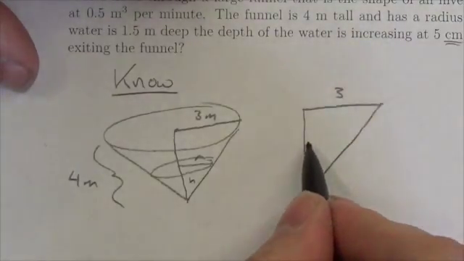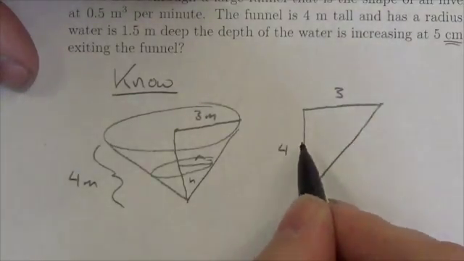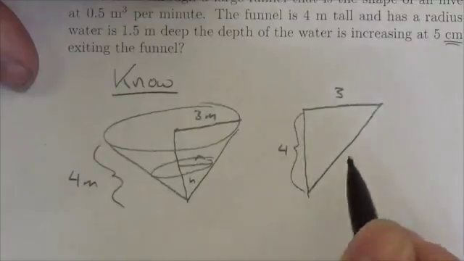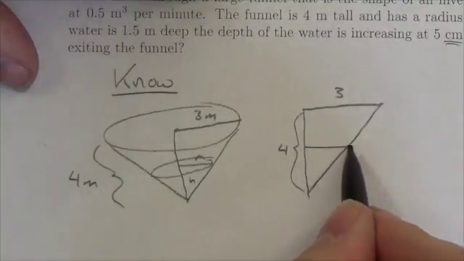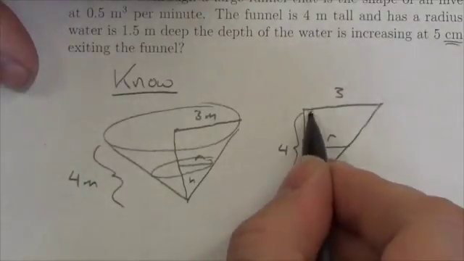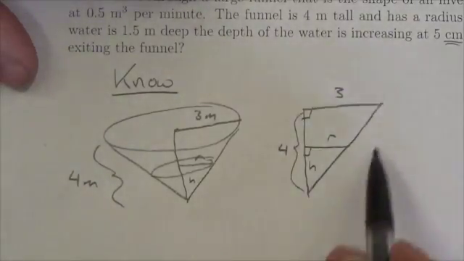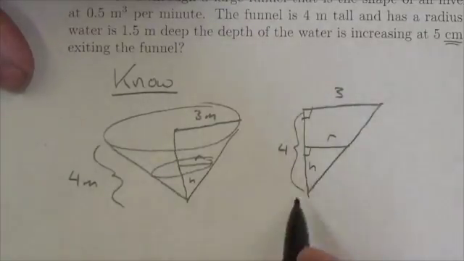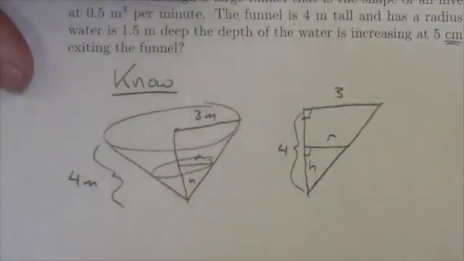This is going to be 3. This distance here is going to be 4, at least this whole distance, because the water is going to fill it up to some sort of point here. This will be the radius of the water. This will be the height. And there's going to be some similarity between the large triangle and the small triangle, and we're probably going to have to utilize that.